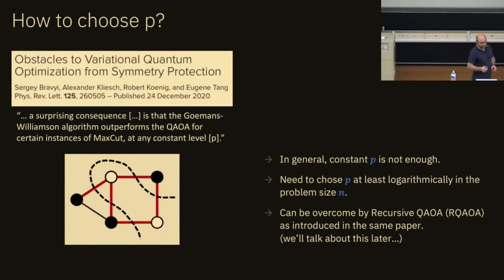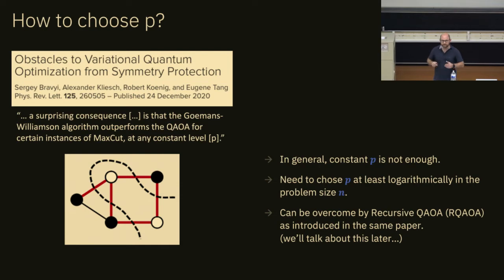Here I'd like to first quickly point to another paper by a colleague of ours, Sergey Bravyi and collaborators. And this is a sentence from the abstract where they say a surprising consequence of their result is that the Goemans-Williamson algorithm outperforms QAOA for certain instances of max-cut at any constant level. And by level, they mean p of QAOA.